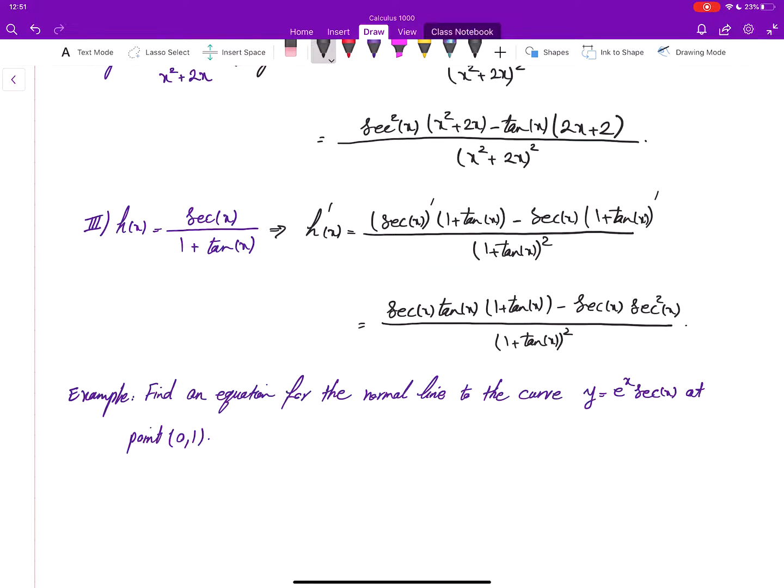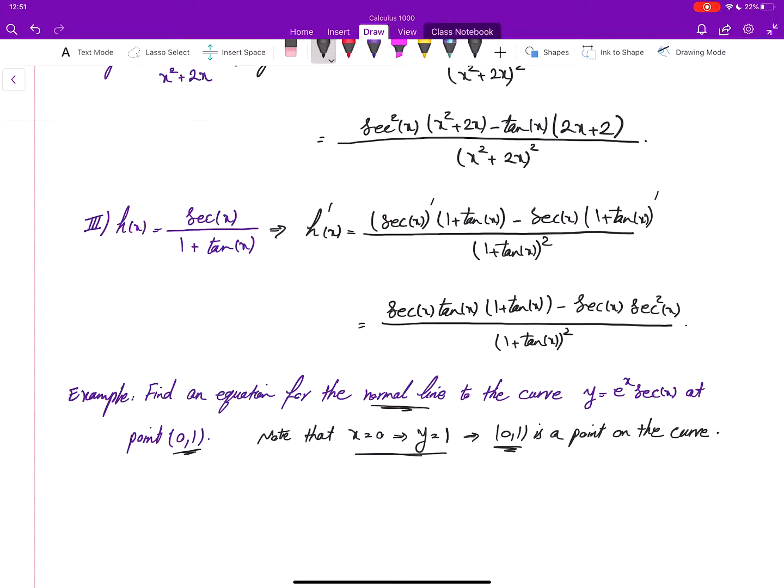Very nice. Let's do this last one. We have a function y equal to e to the power x times secant x. We need to find an equation for the normal line at the point (0, 1). First thing to check is that (0, 1) point: note that when x is 0, then y will be 1. That means that (0, 1) is a point on the curve. So we will take that one as our point.